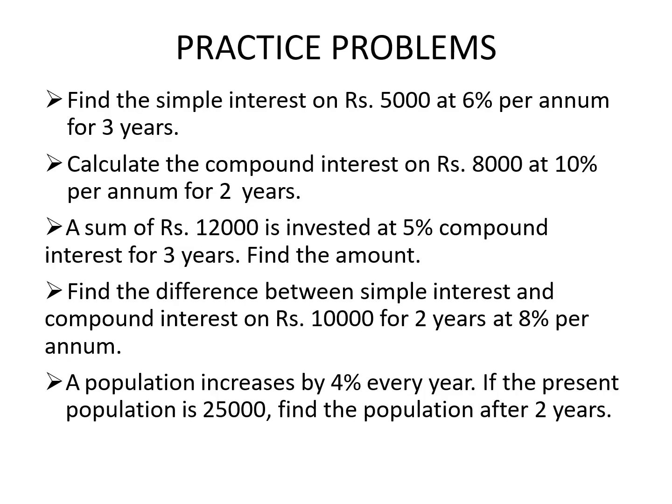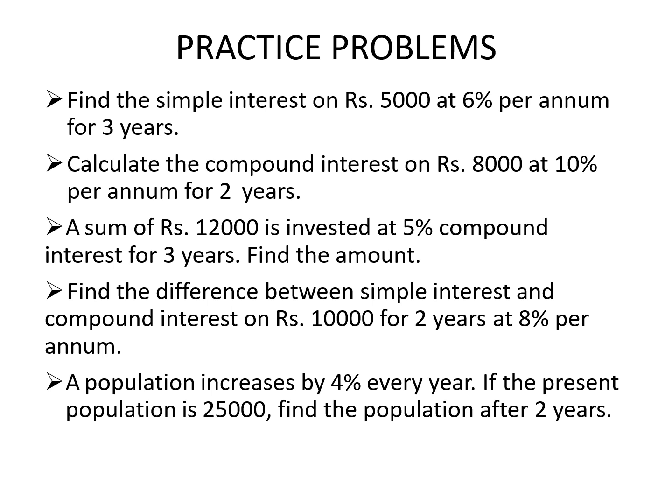Let us see the practice problems. Find the simple interest on rupees 5,000 at 6% per annum for 3 years. Next one, calculate the compound interest on 8,000 at 10% per annum for 2 years. Third one, a sum of 12,000 is invested at 5% compound interest for 3 years. Find the amount.